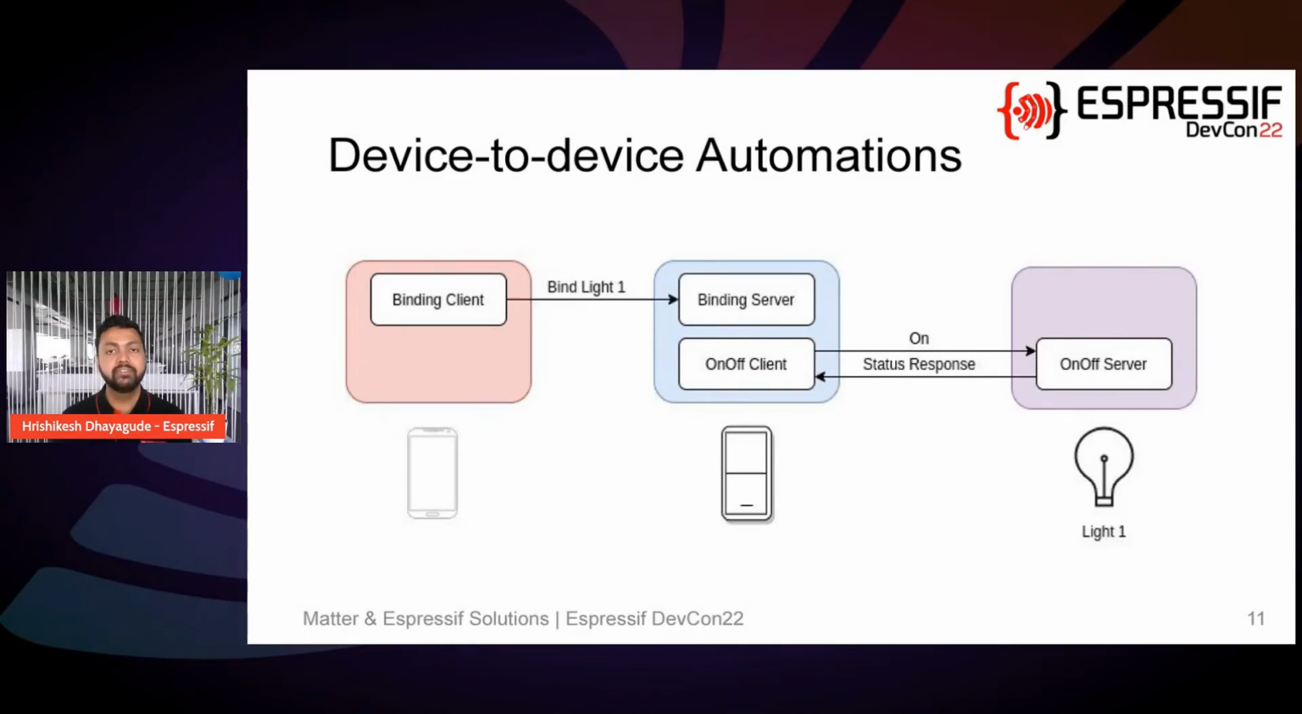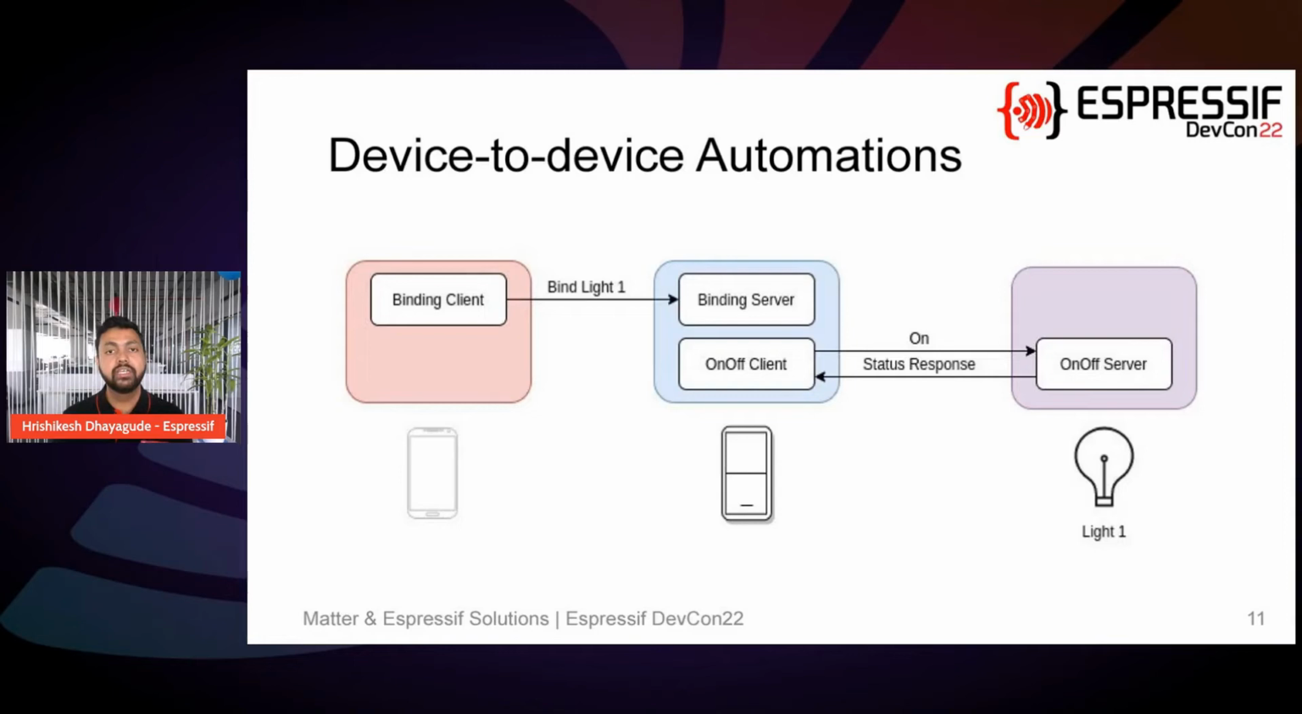As you can see in the diagram, on the right hand side, there is a light. At the center, there is a switch. And on the left hand side, there is a phone app or the commissioner. The light has the on-off server, whereas the switch has the on-off client. Once both of them are commissioned into the same Matter network, the commissioner can bind the light to the switch.